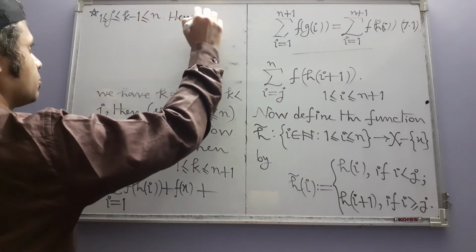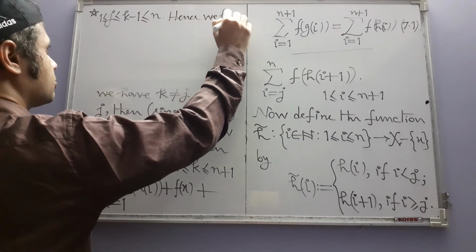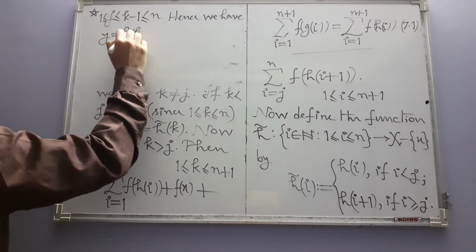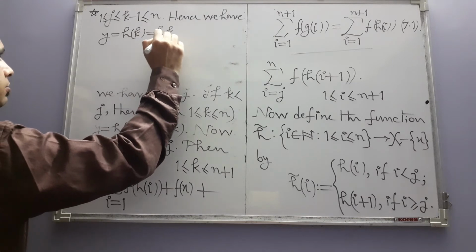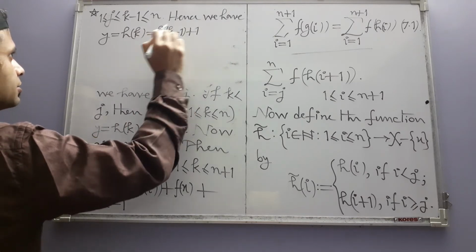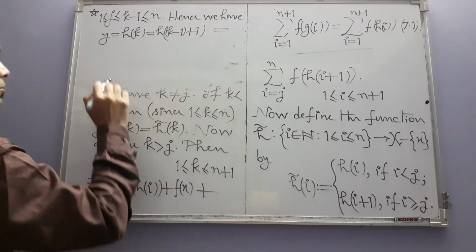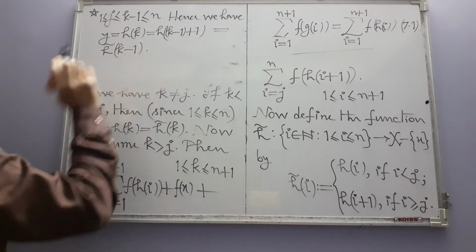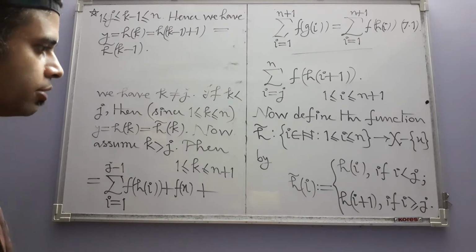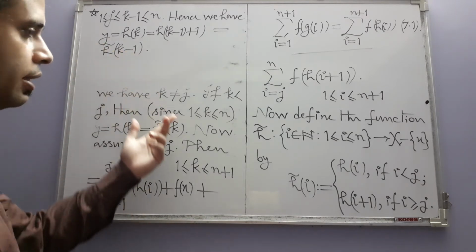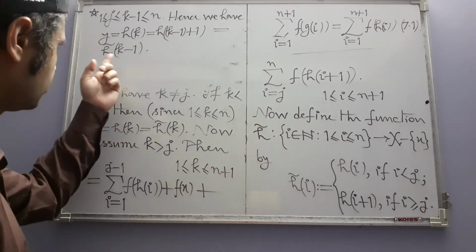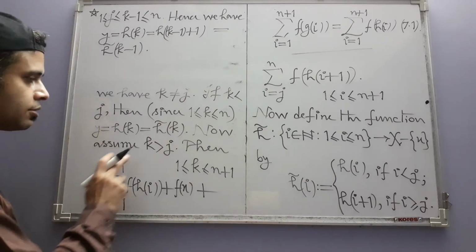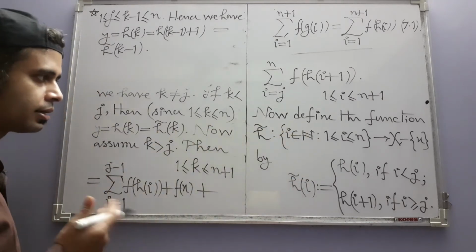hence we have y equal to h of k equal to h of k minus 1 plus 1, and that is equal to h tilde k minus 1. So in this case also y has been realized as the h tilde image of something from here, and that something now is k minus 1. So in any case y is the image of something from the domain of h tilde under h tilde.